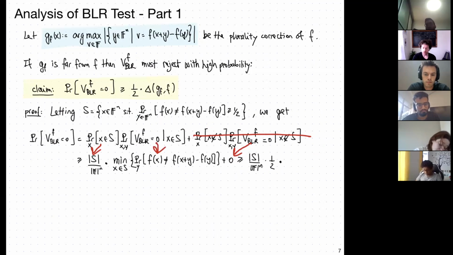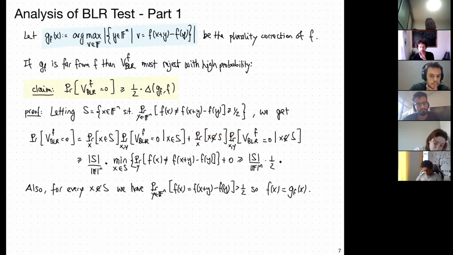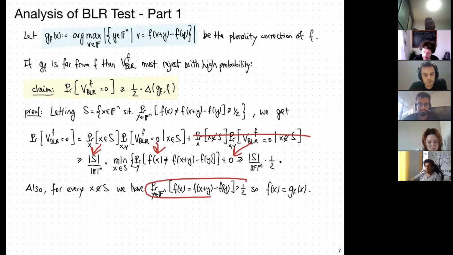Okay, so what happens now is we just need a minor observation, which says that suppose we have some X which is not in the set S. So definitionally, it means that this condition holds for at least half of the locations. And so we have that f of X is equal to G of F, to the correction.